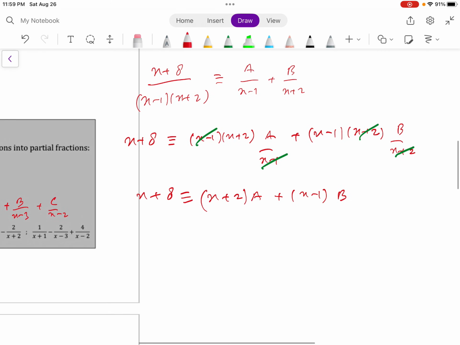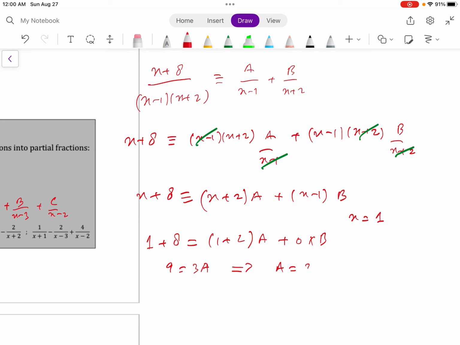Now to find A and B, since it's an identity, we know that identities are true for all real values of x. We can let any x value. But for simplification, if I let x equal to 1, for example, this part will become 0. I can let any x value, it is allowed by the identity. I'm taking x equal to 1 so that I get this part 0, and I can get the A value directly. So I'm going to plug in 1 for x. So it's 1 plus 8 equals 1 plus 2 times A plus 0 times B, and this gives us the value of A, which is 3. So A is 3.